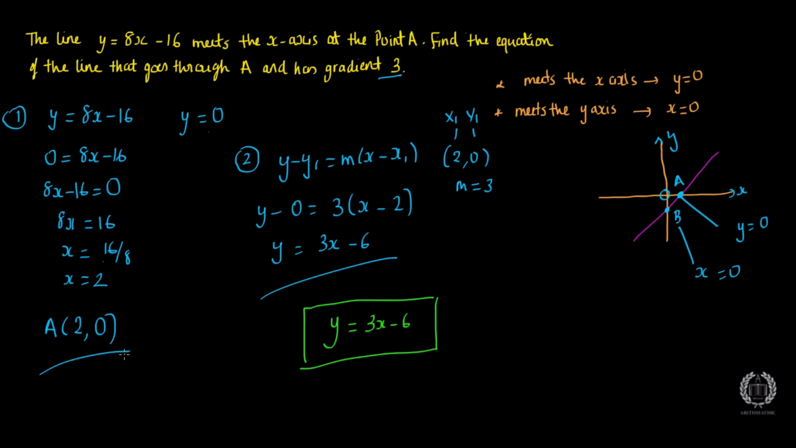So it's quite simple if you look at it, right? This is important. If you don't know this, you can't do this question. So remember, whenever it meets the x-axis, bang, y equals 0. Then they'll give you a gradient, you get the coordinate, and then you can find the equation of the line. So now I'm going to do another one where it meets the y-axis.